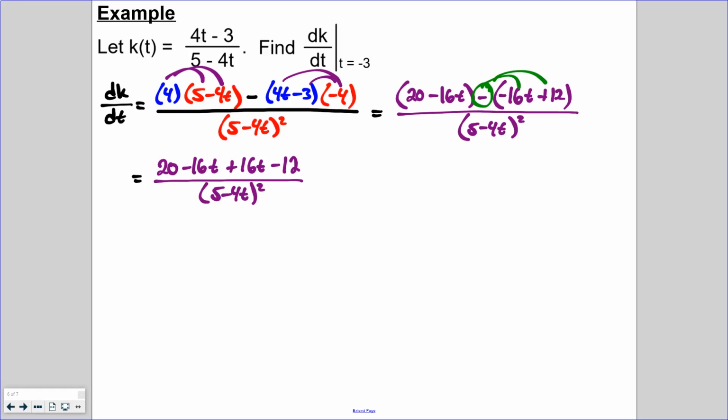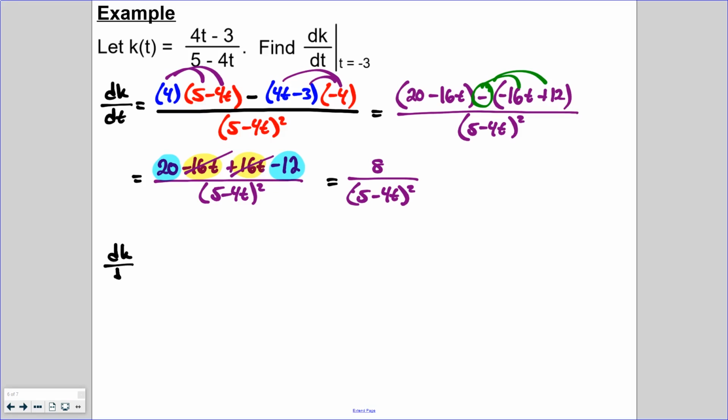And then we can continue to simplify this down by combining like terms. I have a negative 16t and a positive 16t, meaning those are going to cancel out. And then we're just left with 20 minus 12, which is going to give us a numerator of 8, and that's going to be over the quantity 5 minus 4t squared. So now we found the general derivative for the function k. Now we just want to find the derivative when t is equal to negative 3.